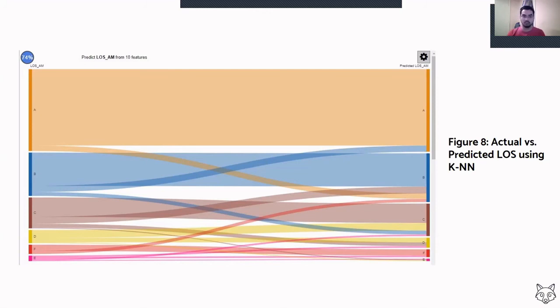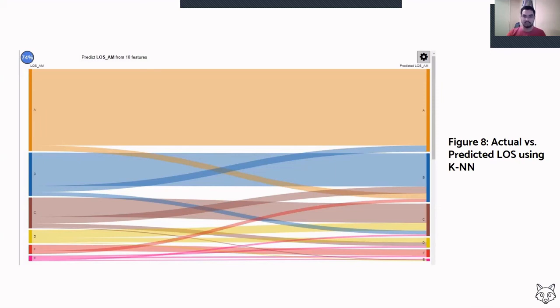And this graph essentially just shows actual LOS versus predicted LOS. So you can see here on the A, it predicted most of them correctly, but with a few of them being predicted in the B range. And the same goes for all the other LOS categories.